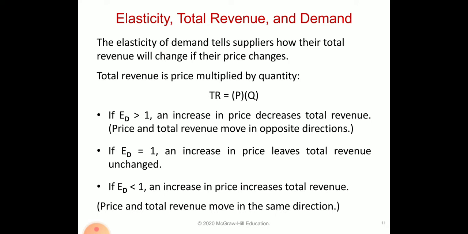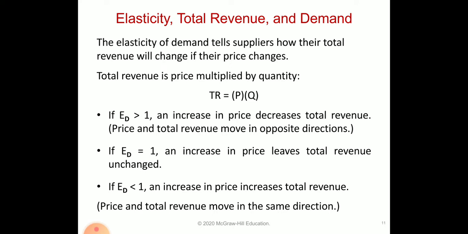Elasticity, total revenue and demand. The elasticity of demand tells suppliers how their total revenue will change if their price changes. Total revenue is price multiplied by the quantity. What's the revenue? It's the price times the quantity, the money that I will get. So if the elasticity of demand is greater than 1, we know that an increase in price will cause a decrease in total revenue. So price and total revenue move in opposite directions.